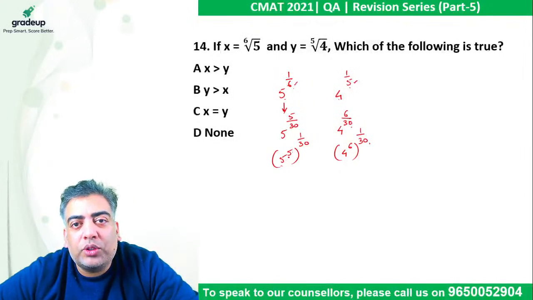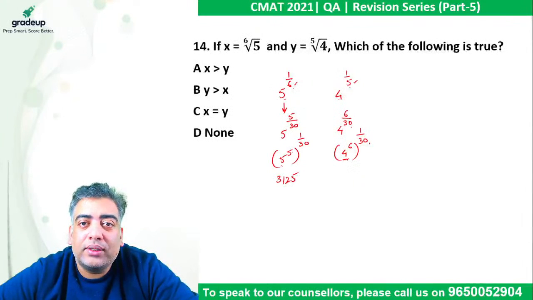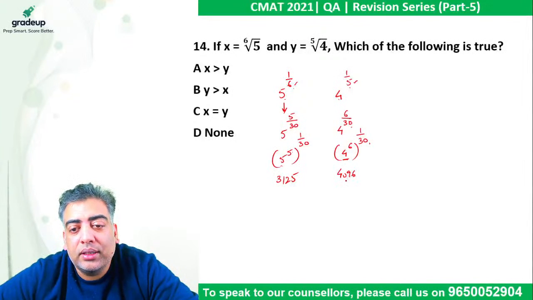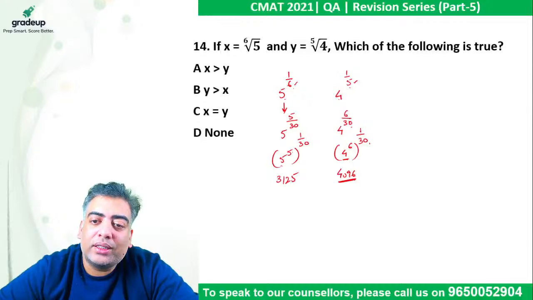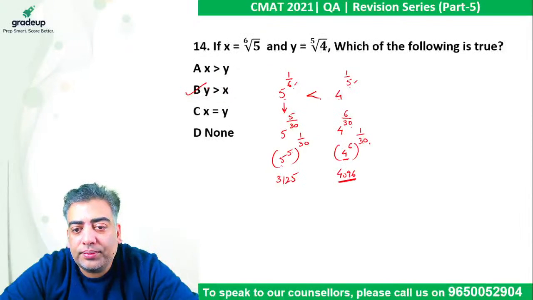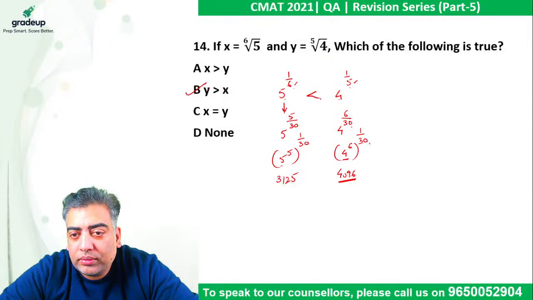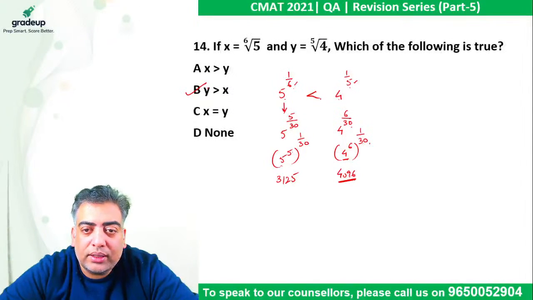So what is the value of 5 raised to power 5? It is 3125. And what is 4 raised to power 6? It is 4096. Because this is a bigger value, so its 30th root will be bigger. So answer comes out to be y is more than x. Is the calculation clear? Right, Vivek, right. Is it done, guys?